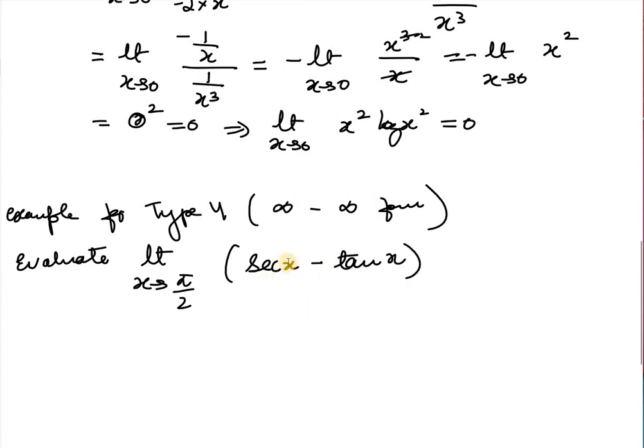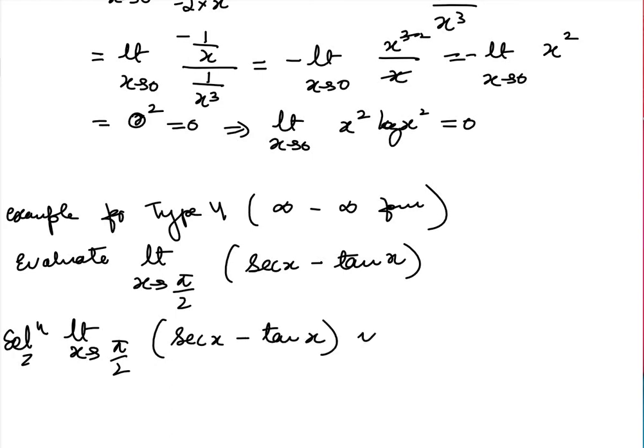Now we know that what is secant x? It is 1 by cos x, and cos of pi by 2 is 0. So 1 by 0 will be infinity, and tan of pi by 2 again we know that it is infinity. So this one is of infinity minus infinity form, that is of type 4. So solution is limit x tends to pi by 2, secant x minus tan x is of infinity minus infinity form.